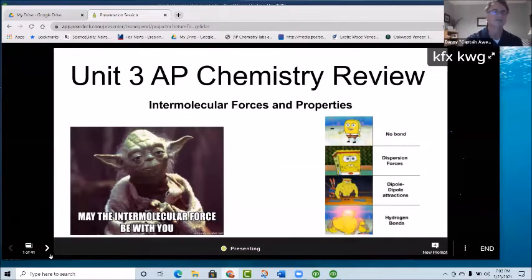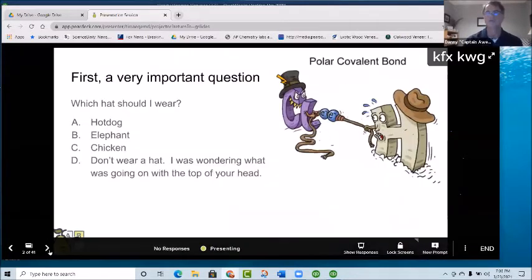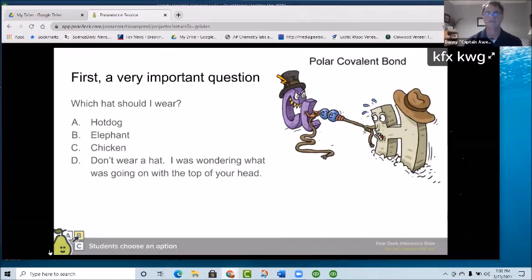So let's go ahead and get rolling. The very first question. Tonight, I'm not wearing a hat. Many of y'all have pointed out that I'm not wearing a hat. So these are your choices. You can choose hot dog hat, elephant hat, or chicken hat. Or if you just don't want to see a hat at all, that's a choice as well.